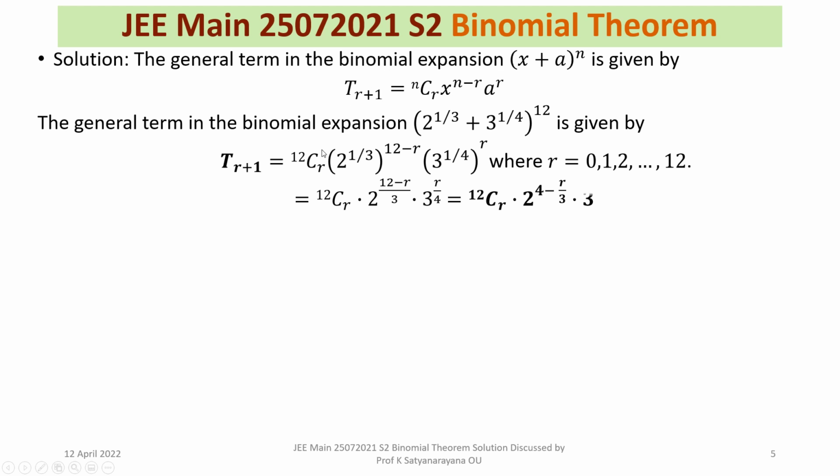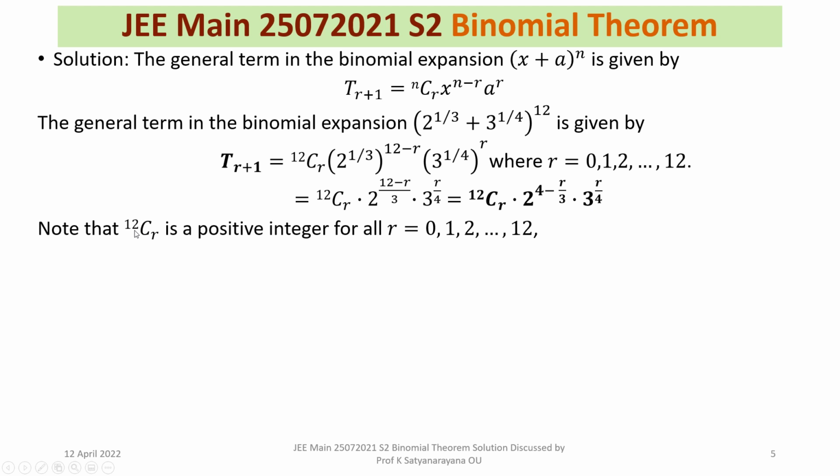Now 12Cr into (2^(1/3))^(12-r) is 2^((12-r)/3), and (3^(1/4))^r will be 3^(r/4). And now (12-r)/3 is written as 12/3, that is 4 minus r/3 here. So term r+1 is equal to 12Cr into 2^(4-r/3) into 3^(r/4).